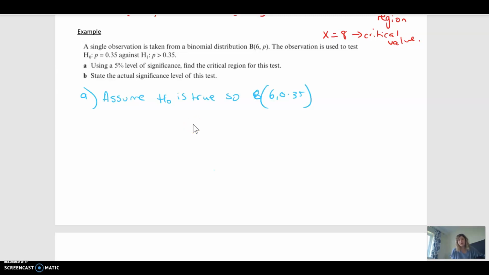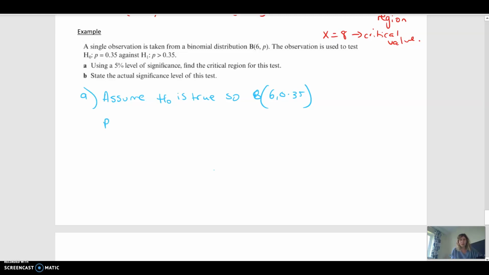Alrighty, so the first thing that we do is we assume H0 is true, much like when we're doing an actual hypothesis test. So our distribution is binomial, 6 trials, 0.35 probability. Now, our alternative hypothesis is where the probability is greater than 0.35. So to find the critical region, we're looking at where our value is going to be greater than. Remember, if you have a greater than probability for your alternative hypothesis, you look at greater than values for your x test statistic as well.